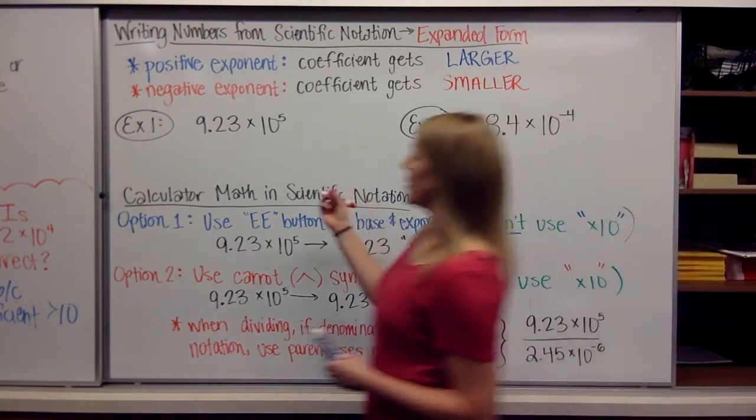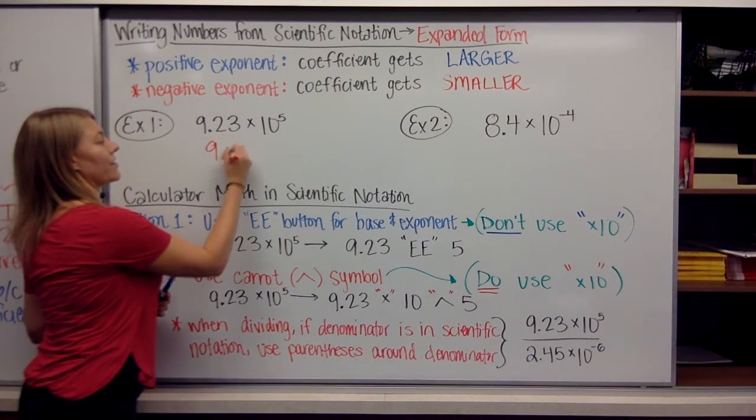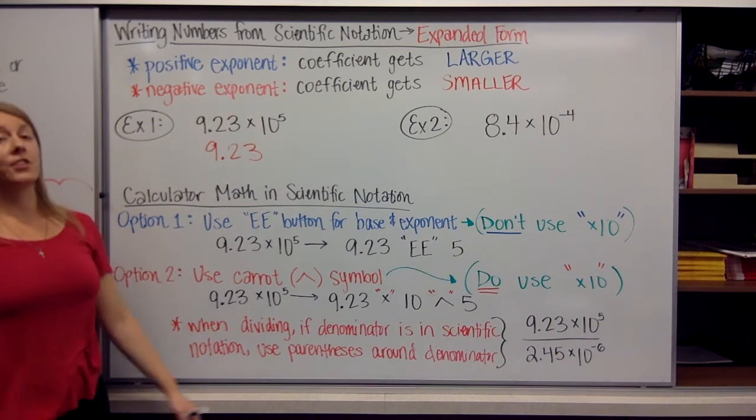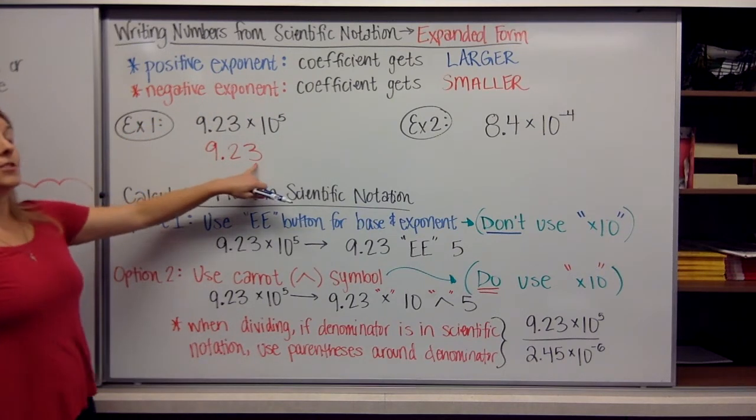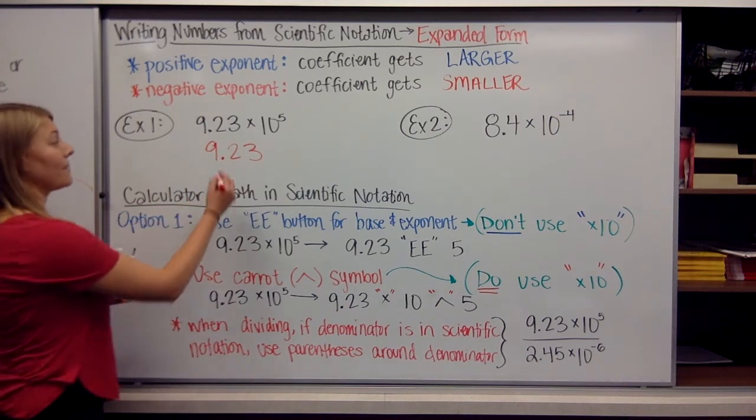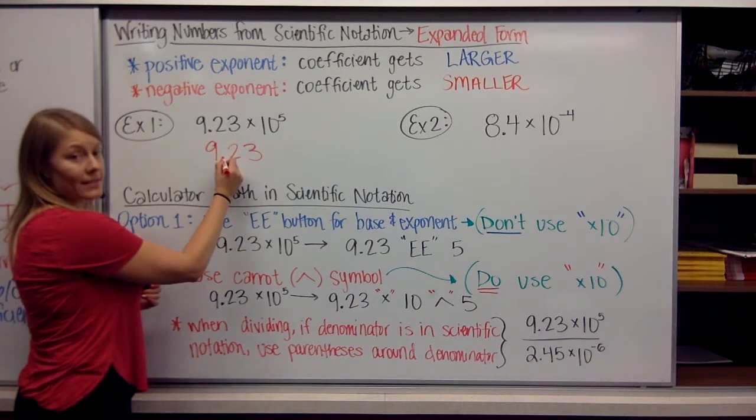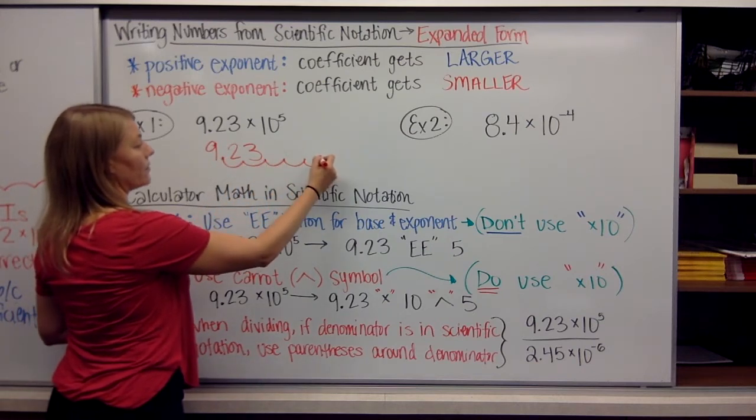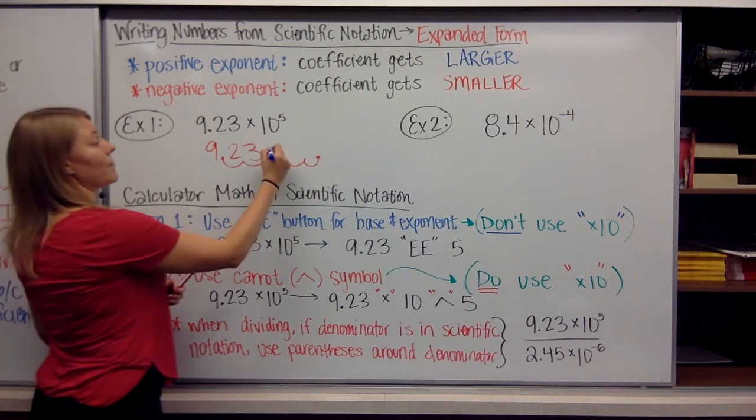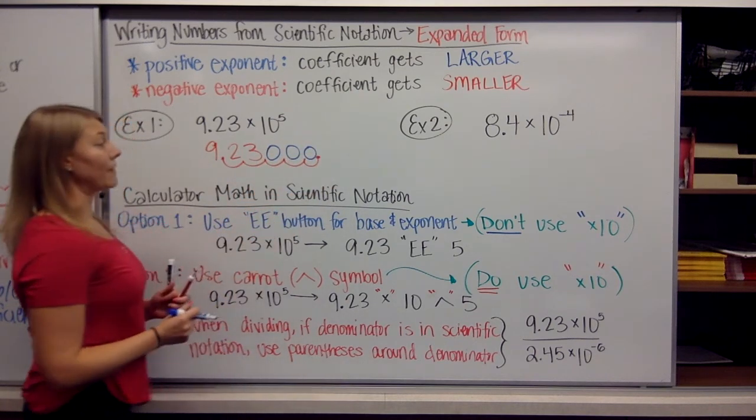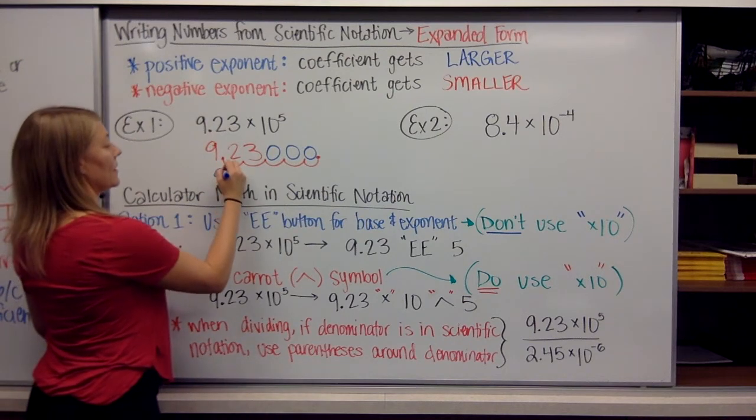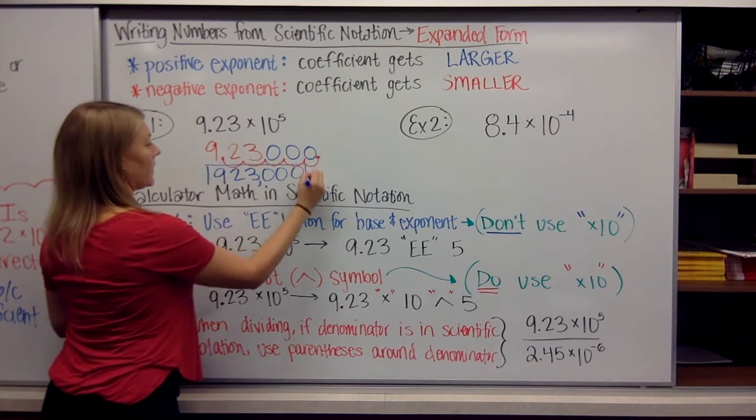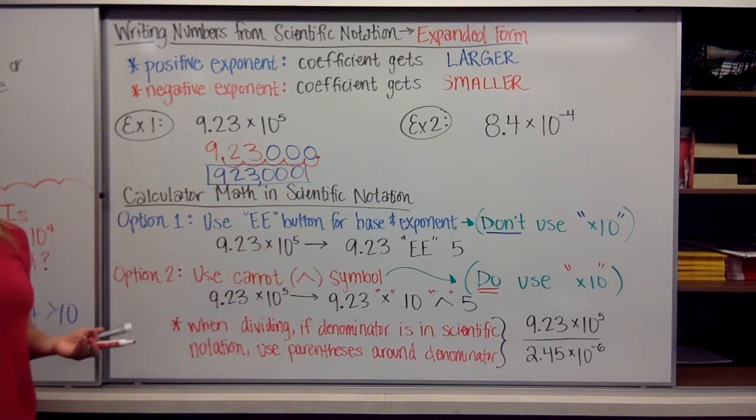So my example over here, I'm going to write the 9.23 just so we have more room. 10 to the 5th, that's a positive exponent. My coefficient is going to get larger, okay? That means 9.23 is going to be in the thousands, okay? So we're going to move it 5 places to the right to make the coefficient bigger. 1, 2, 3, 4, 5. There's my decimal. These blanks I'm going to fill in with zeros, okay? So now my new number is 923,000. And that's written in correct expanded form.